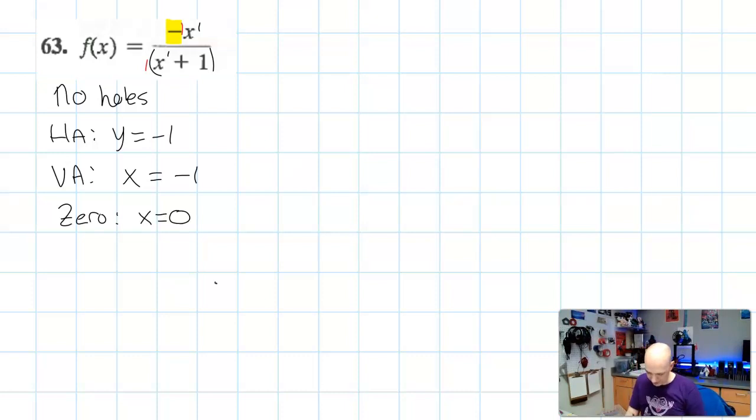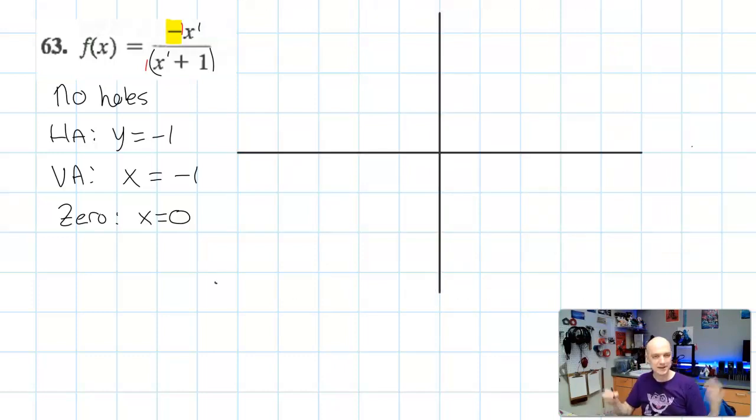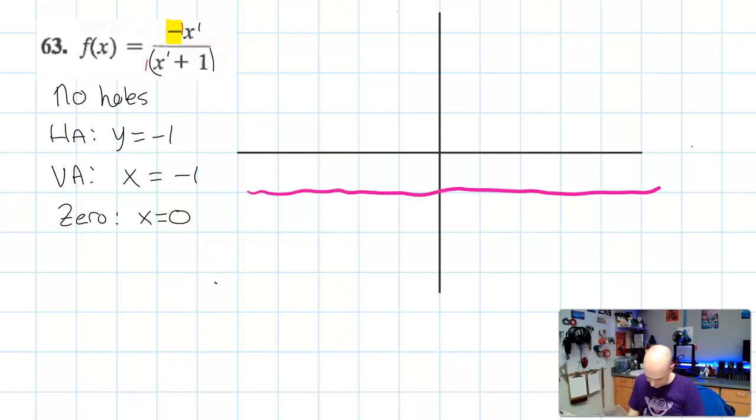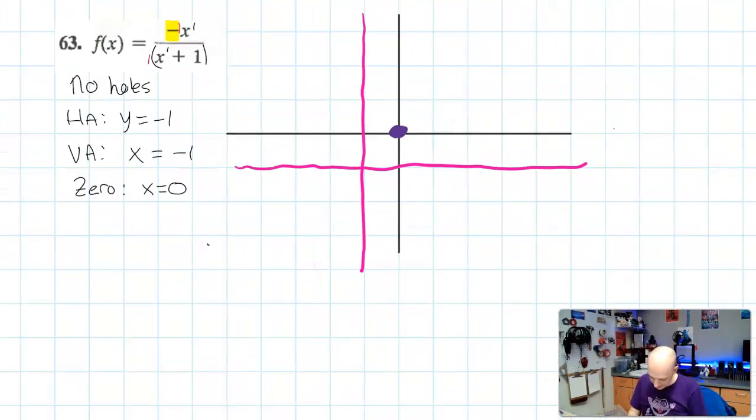I feel like a lot of problems have had that going on. They don't all have that situation going on. It's just a common situation that makes sort of simple graphs. And so we're trying to keep graphs simple, at least at the start here. Plot everything out. No holes, horizontal at negative 1, vertical at negative 1.